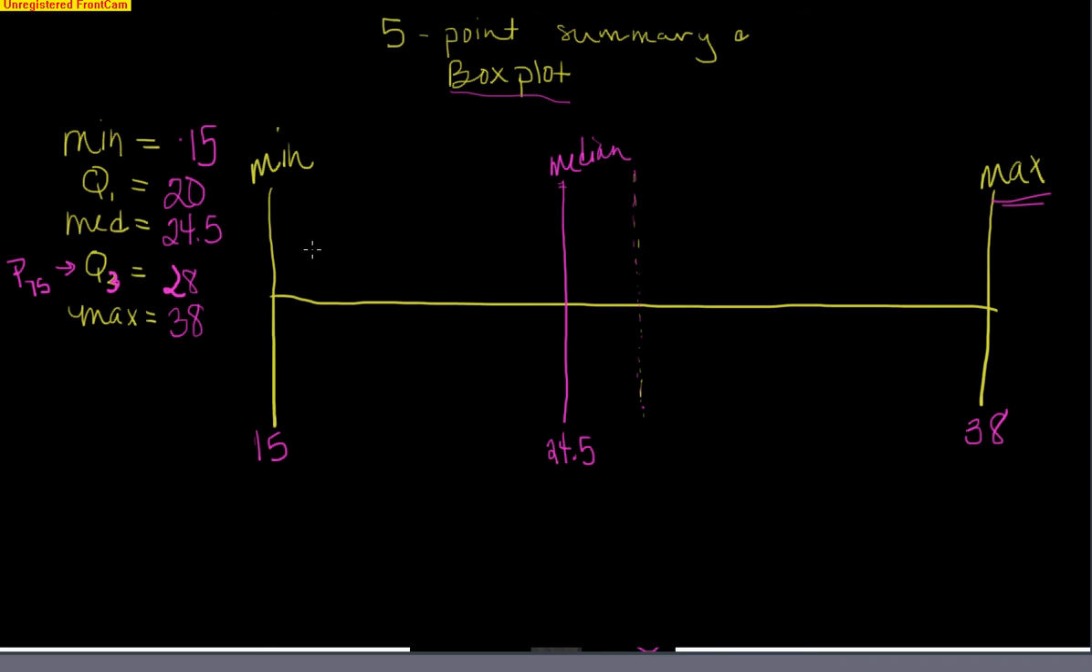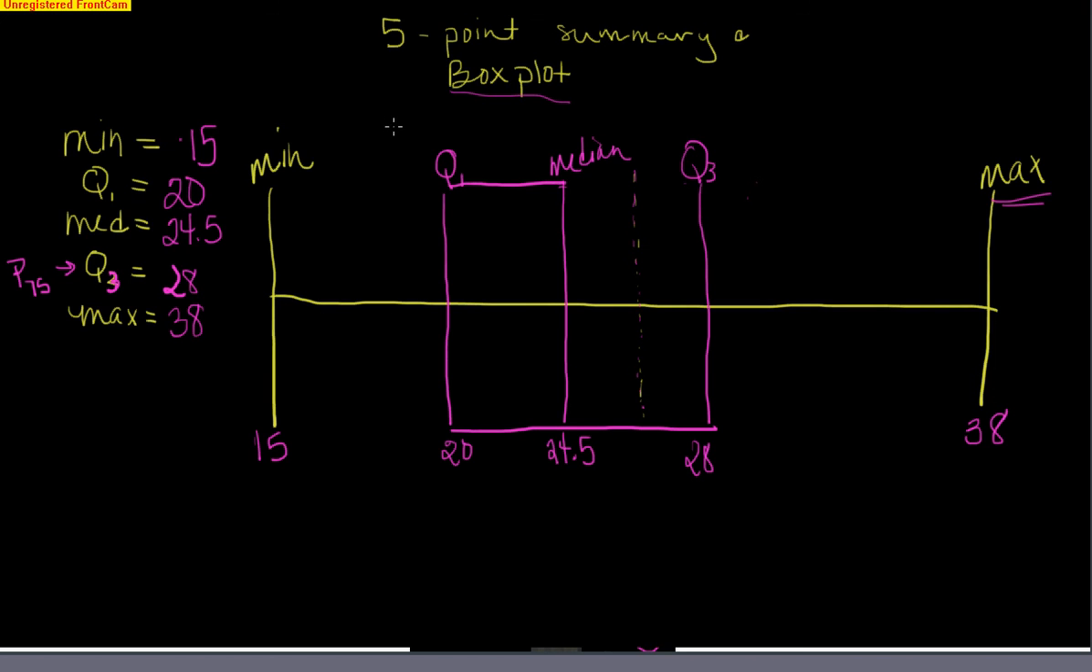Then our Q1 is at 20. So here's 15, here's 20. It's maybe right about here, just approximating. Here's 20, and this is Q1. And then 28 is definitely closer to the 24 than the 38, but it's a little bit farther out. Actually, no, it's not. Up here. This time the spread is actually quite even. Q3 is 28.